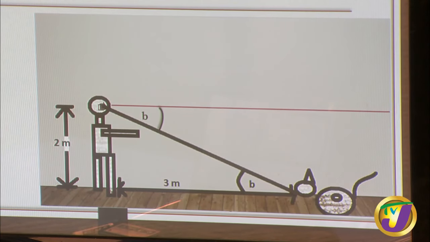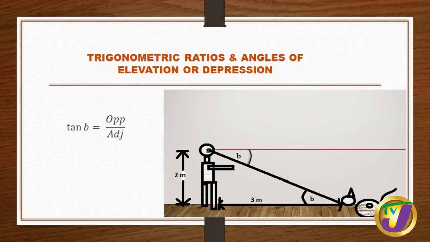Good. And opposite, so we're looking for opposite and adjacent. Tangent, good. So we're going to use our tan formula to see if we can find our angle of depression. So here, nicely laid out for you, is our tan. The tangent of the angle B is equal to our opposite side over the adjacent. Our opposite is equal to 2 meters, and our adjacent is equal to 3 meters.